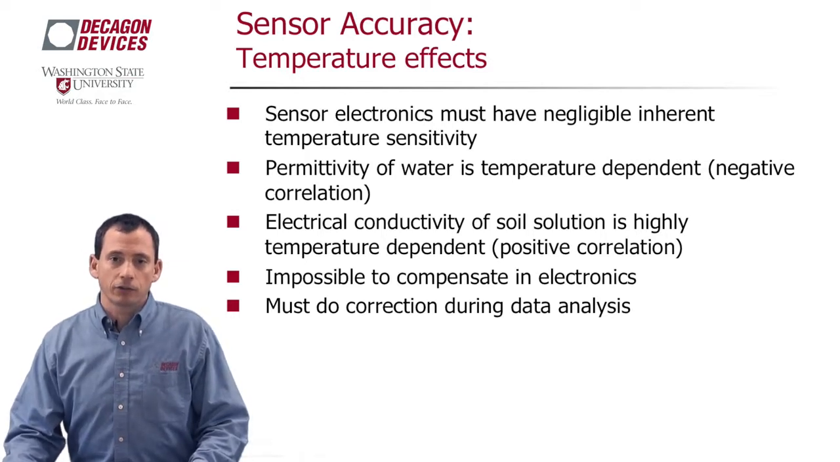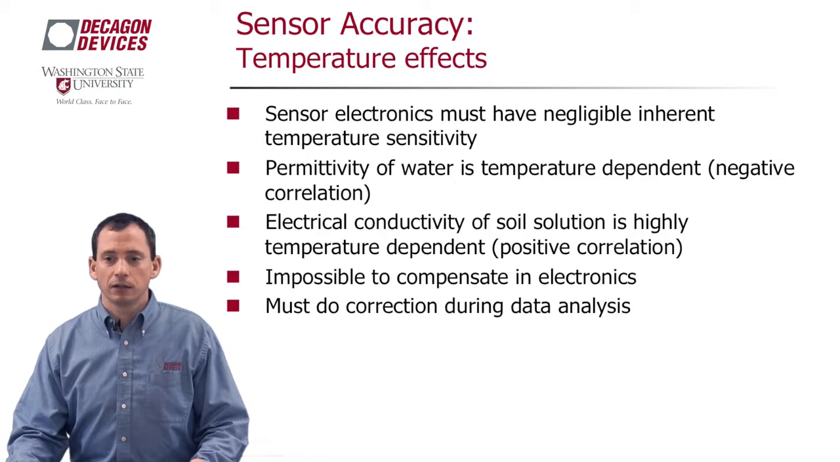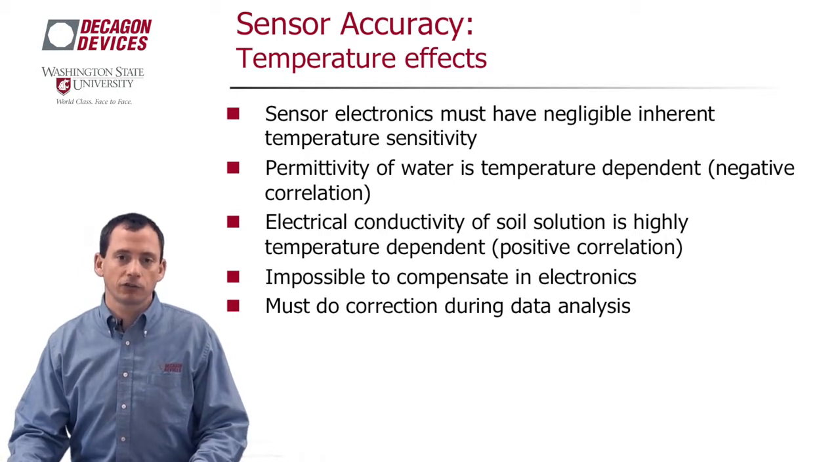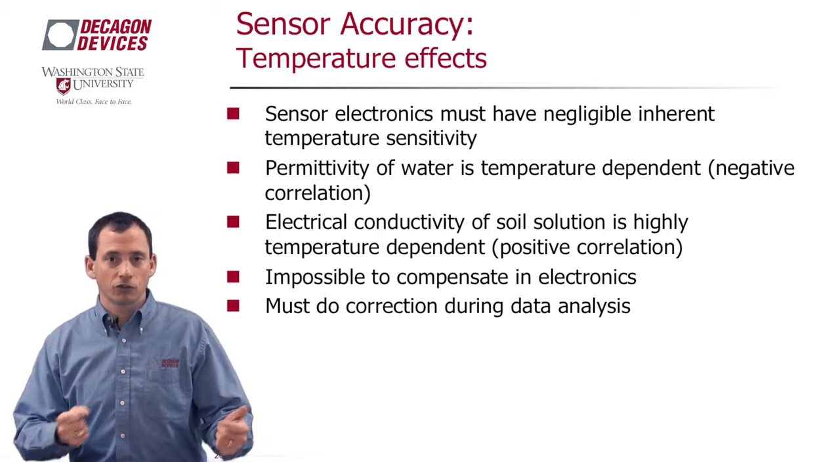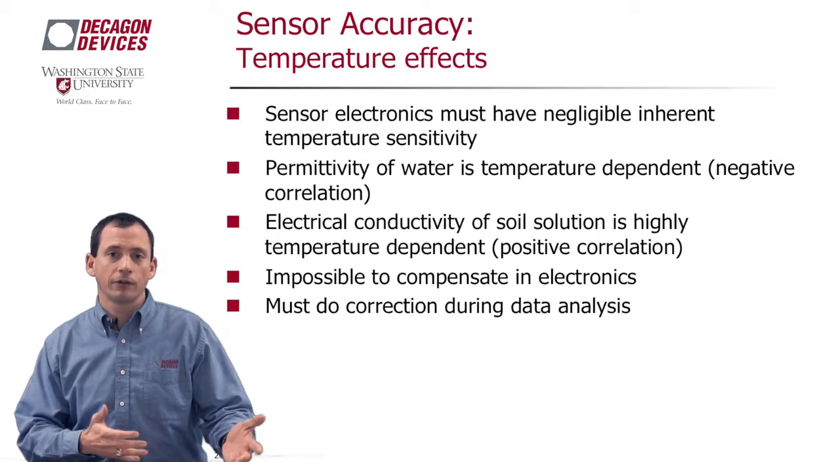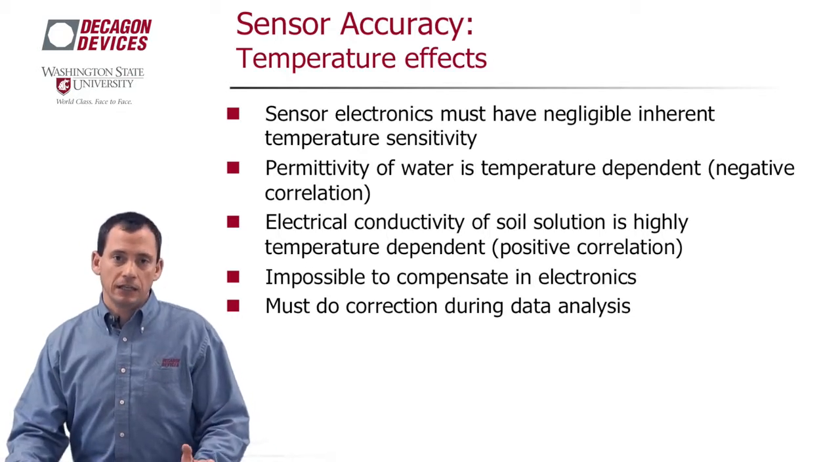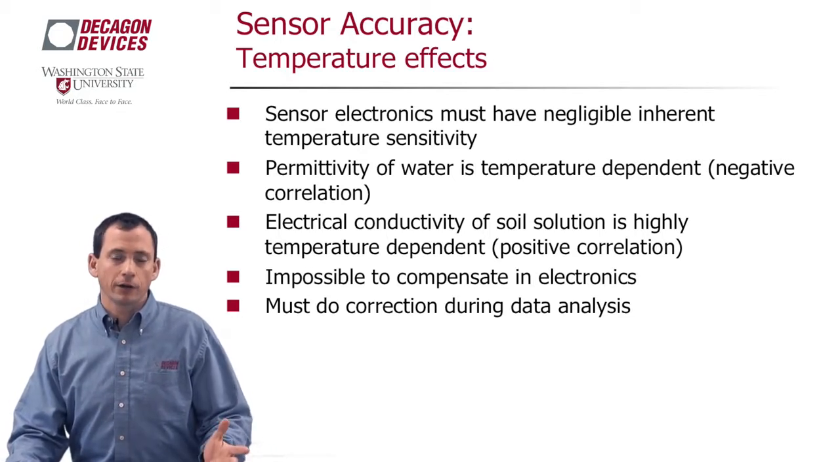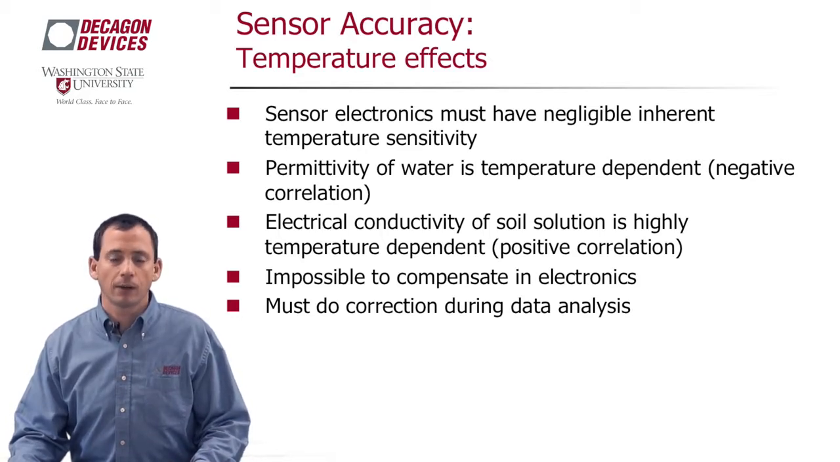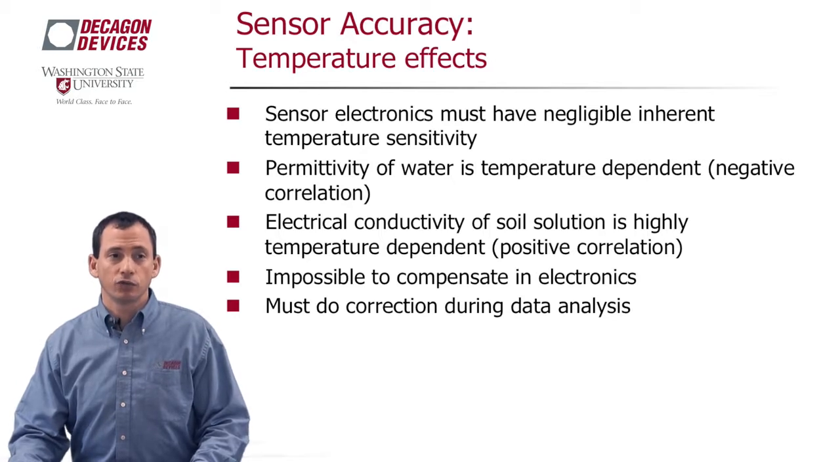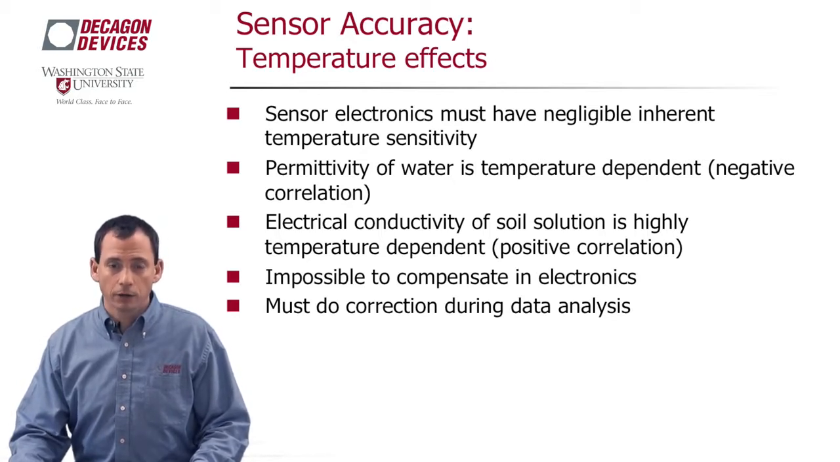We've done that with our sensors. If you throw our sensors in a temperature chamber and cycle temperature, you'll see that there is virtually no inherent temperature sensitivity in the electronics of the sensor. However, when you put the sensors in the soil, there are electrical properties of the soil that change with temperature. The dielectric permittivity of water itself is temperature sensitive. So as the temperature goes up, the dielectric permittivity goes down. Dielectric permittivity of water goes down.